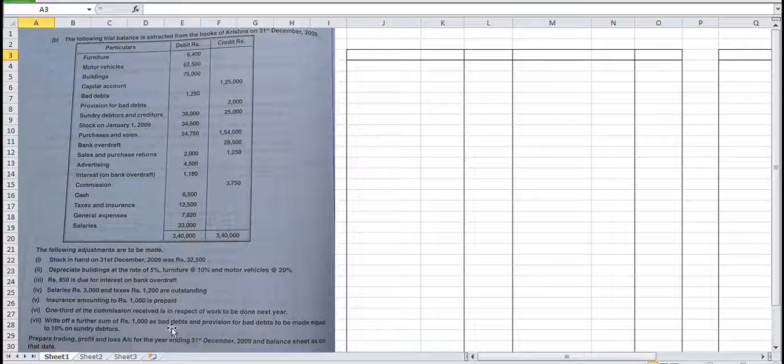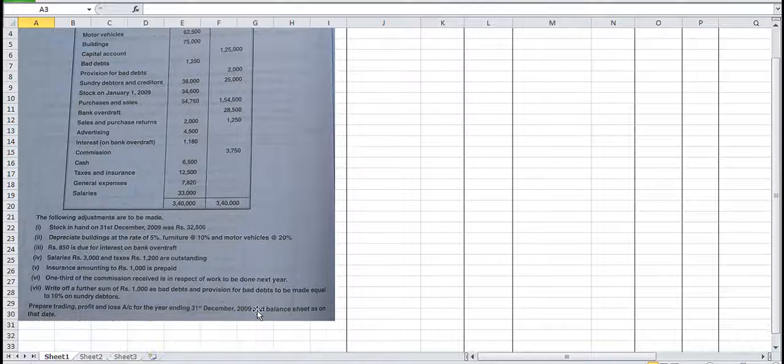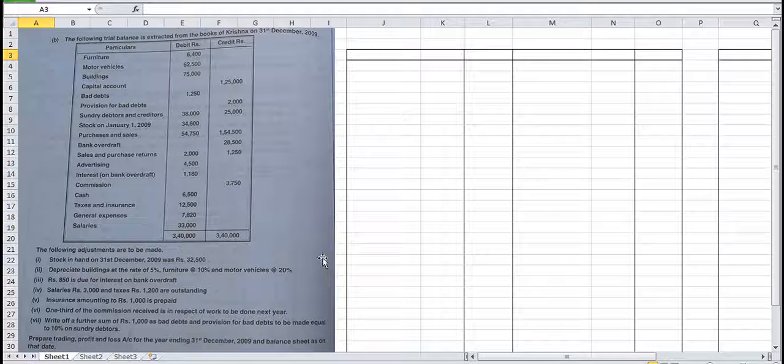One third of the commission received is in respect of work to be done next year. We have to deduct one third because we will earn it next year; only two thirds we take in this year. Write off a further amount of 1,000 as bad debt, and provision for bad debt is to be made equal to 10% on sundry debtors. First we write off the 1,000, then we calculate 10% on sundry debtors. Prepare a trading and profit and loss account for the year ended 31st December 2009 and the balance sheet as on that date.